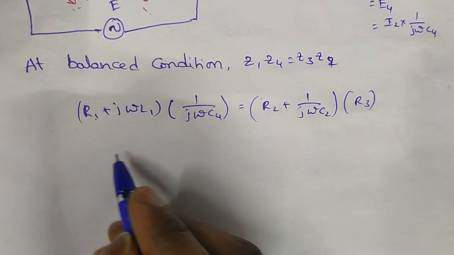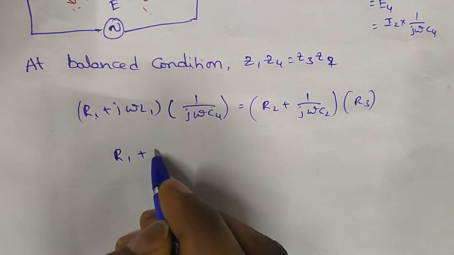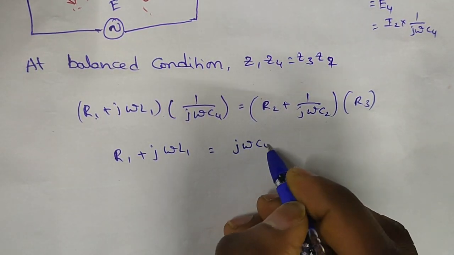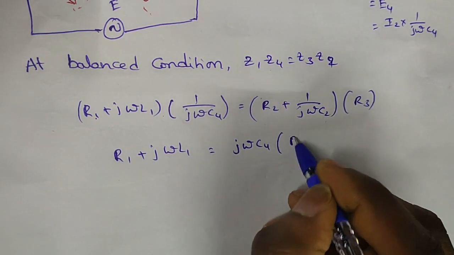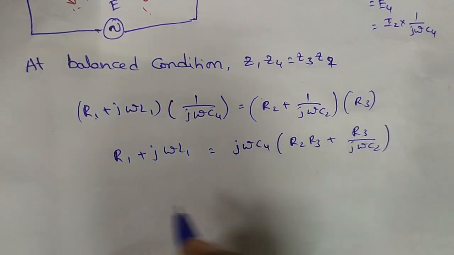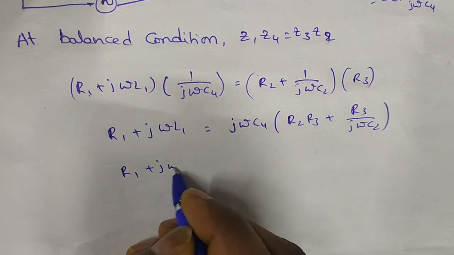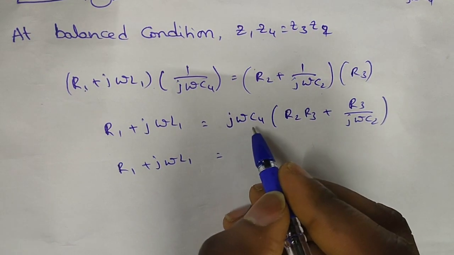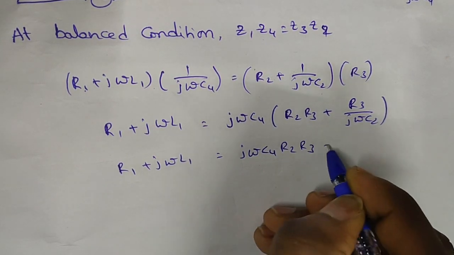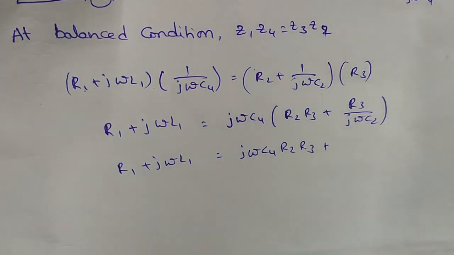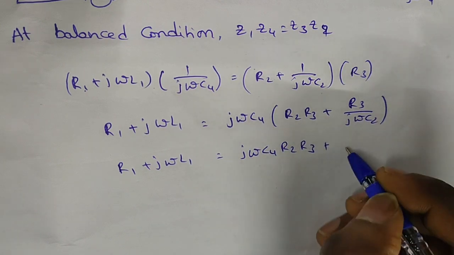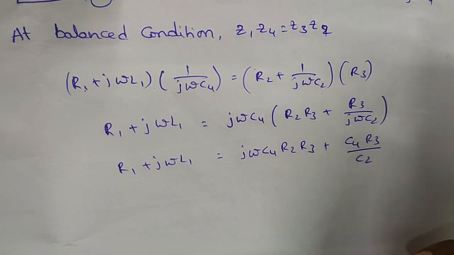So for this we will be writing R1 and J omega L1 here, and remaining terms that side, that is J omega C4. This R3 is multiplied inside, that is R2 R3 plus R3 J omega C2, and R1 plus J omega L1 is equal to, if we multiply this inside, that will be J omega C4 R2 R3 plus, if we multiply further, J omega cancelled, C4 R3 and C2.